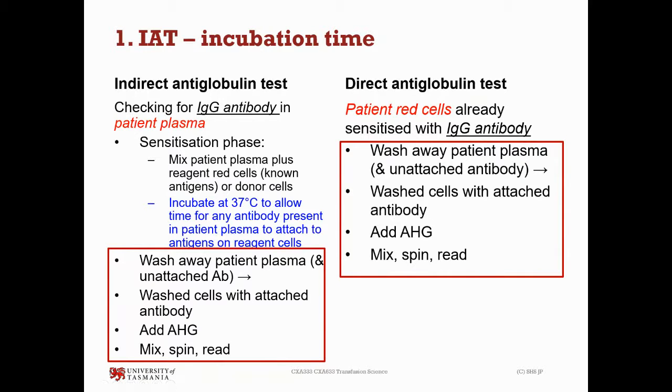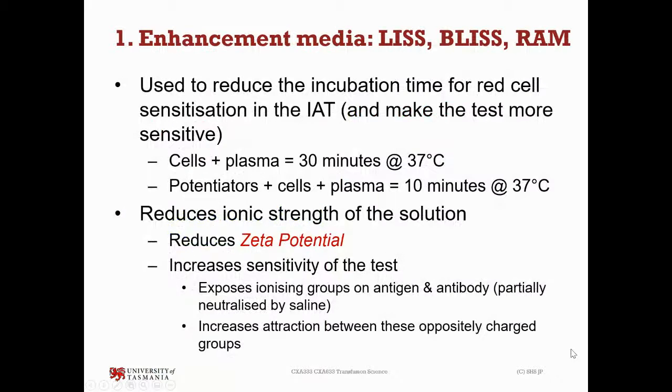So initially, when the indirect antiglobulin test was first devised, that incubation phase was 1 hour. And because we're busy people, we can't wait 1 hour, they found that by adding albumin to it, so cells plus plasma plus albumin, brought it down to 30 minutes. But using what we call potentiators or enhancement media, we can actually reduce that to 10 minutes.